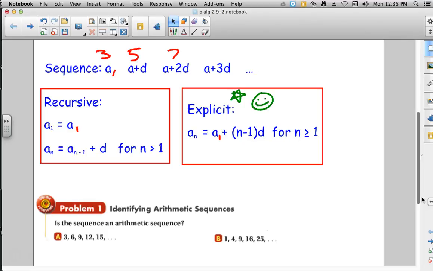Now, you might want to go back and highlight a sub 1 and d on the front cover, too, so you remember. Hey, all I'm supposed to put in is a sub 1 and d. A sub 1 and d. The rest of it I just simplify. Make it look pretty. That's what we do.